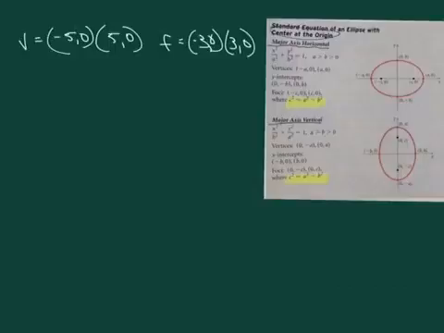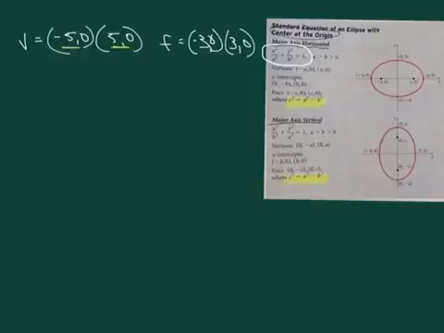Because the vertices are at negative 5, 0, and 5, 0, I know it's going to be a graph that looks like that, because the vertex is on the x-axis. If it was on the y-axis, it would be this shape right here. Alright, so how do we do this? We're trying to get this in this form right there. So that's what we're trying to get it to look like.